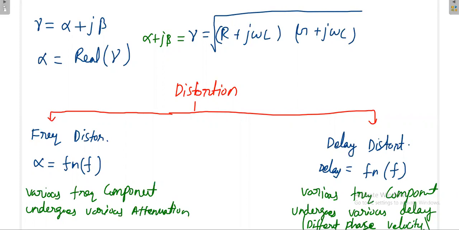Now we will try to derive the distortionless transmission line. If the line is distortionless, then definitely it has to be free from frequency distortion as well as from phase distortion. In our case, we have only these two types of distortion, frequency distortion or phase distortion. Once we remove both distortions, the line becomes a distortionless transmission line. Okay, now distortionless line.